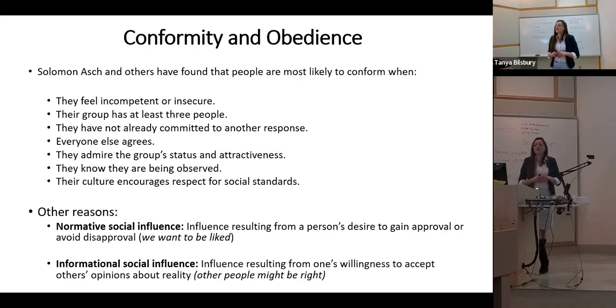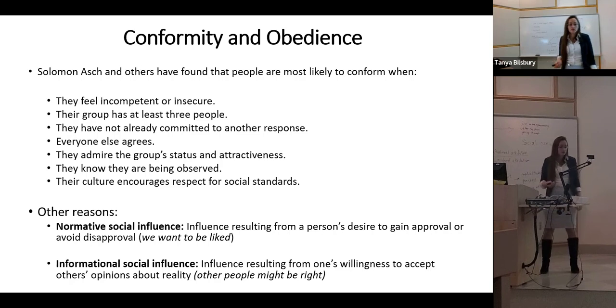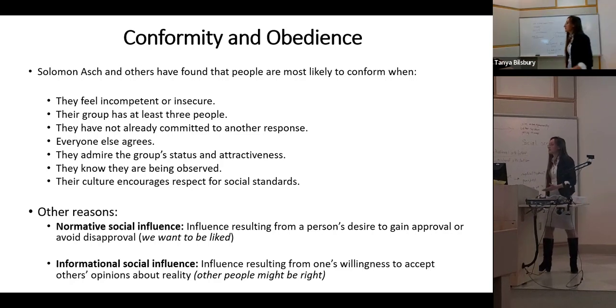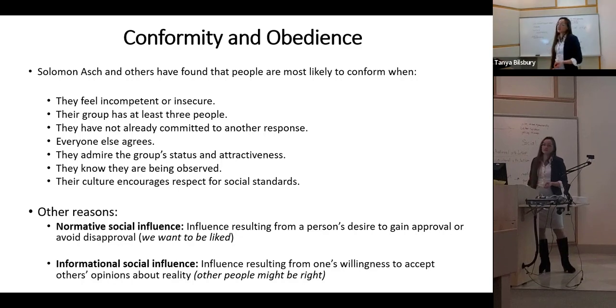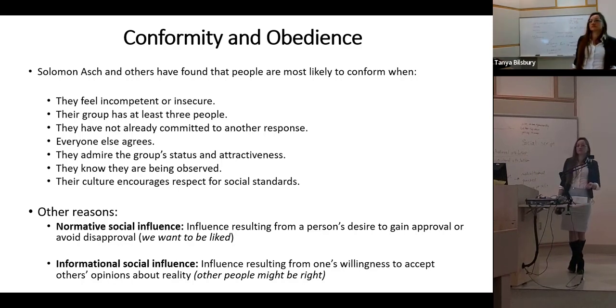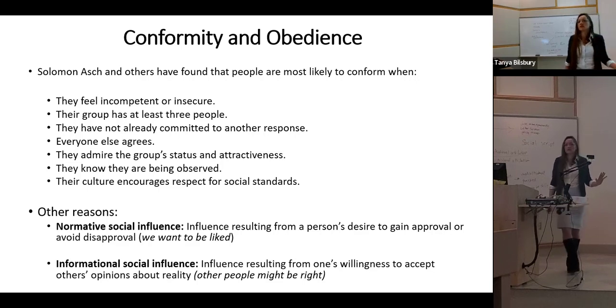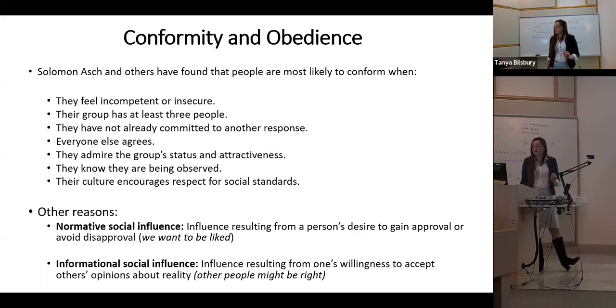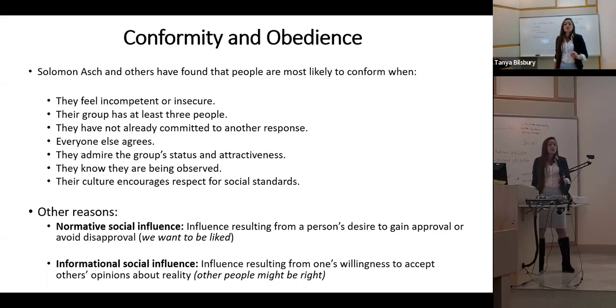Now, people are more likely to conform when they see the other people as high status. So let's say you're in this group and the other people are children. Well, you're the grown up and maybe they're wrong. But let's say they're all geometry professors. Now you might go along with what they're saying. People are more likely to conform when they know they're being watched and judged.